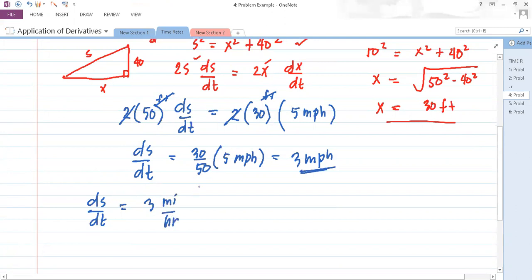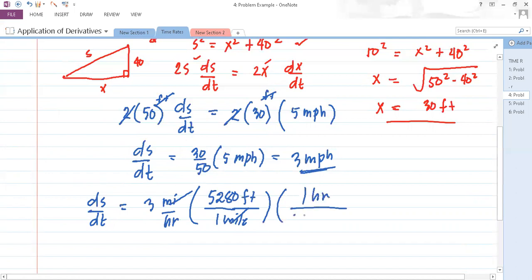Okay, pagka i-convert nyo yan, 1 mile, okay? So 1 mile is equal to ilang feet? Okay, that is 1 mile is equal to 5280 feet. So magka-cancel yung mile. Okay, so 1 hour is ilang second? That is 3,600 seconds. So magka-cancel din yung hour. So ang matitira na lang feet per second.